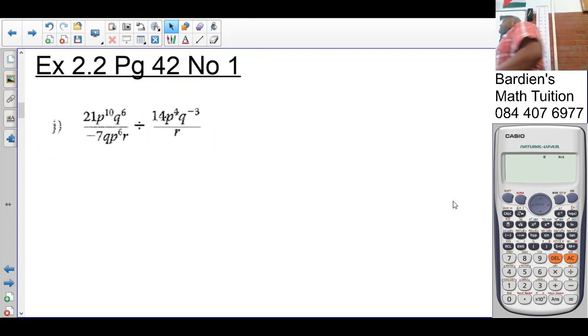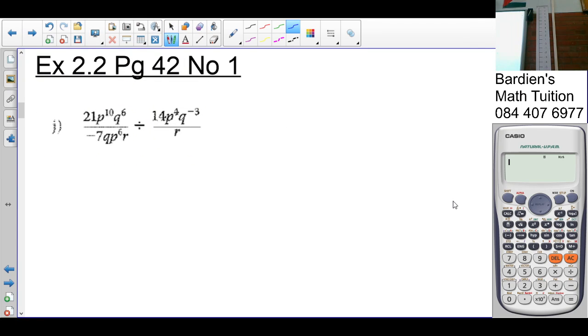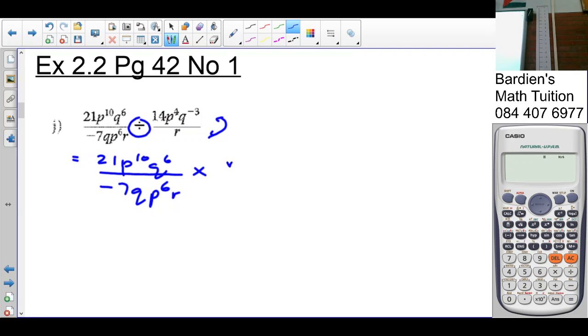So what do I do first? Change the division to multiplication. So it's 21p^10 over q^6 times negative 7q over p^6r, divided by, that becomes times, r over 14p^4q^-3. What I do is I always sort out my numbers first. 7 goes into 7 once, 7 goes into 21 three times. And 3 and 14, there's no number that goes into both. So it's going to be 3 over 14.